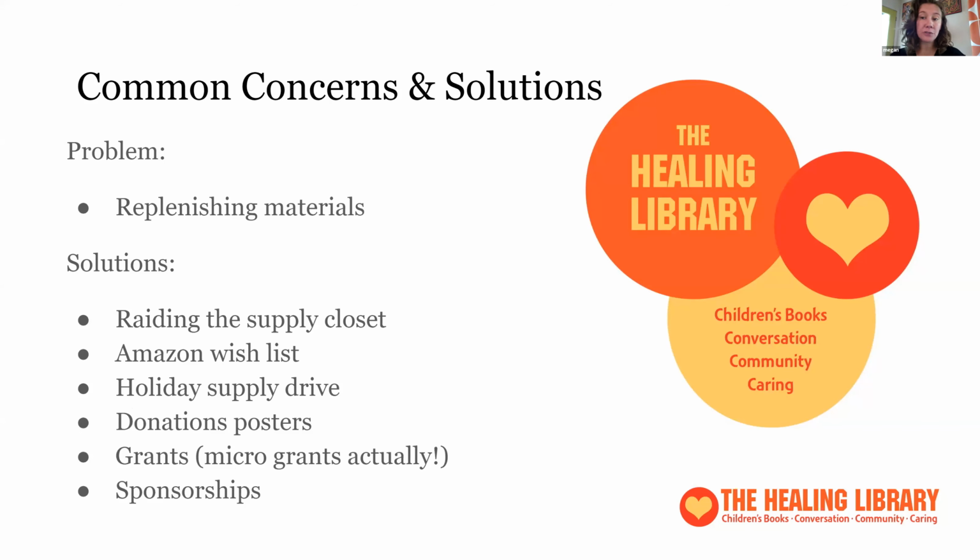You can always raid your supply closet, but there are also things like an Amazon wish list or a holiday supply drive that you could do, posters asking for donations, grants, in fact, micro grants, because most of these you can outfit for under $500. And then sponsorships. Do you have a local hospital or hospice organization that wants to sponsor a kit component from your Death of a Loved One series?